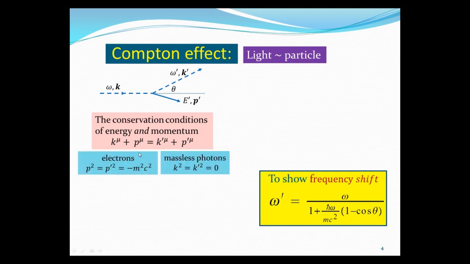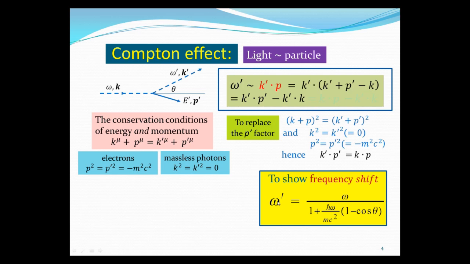Now, of course, for the electron, p squared and p prime squared, the four-momentum squared, is equal to minus m squared c squared. For massless photons, k squared and k prime squared are equal to 0. And we're interested in finding omega prime. Omega prime is closely related to the four-momentum k prime dotted into the four-momentum of the electron, because we're going to treat the lab system, where p is at rest and has no spatial momentum.